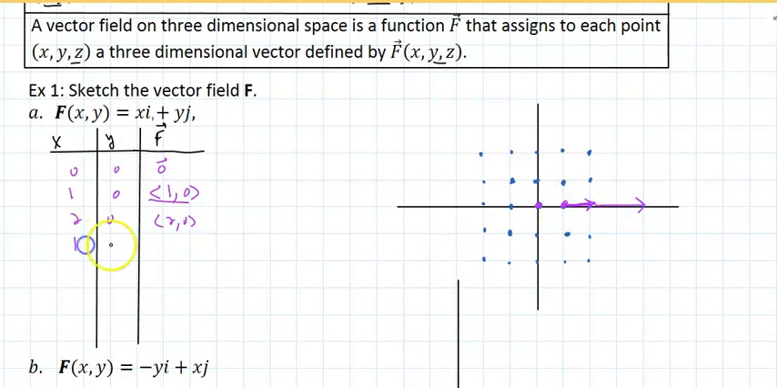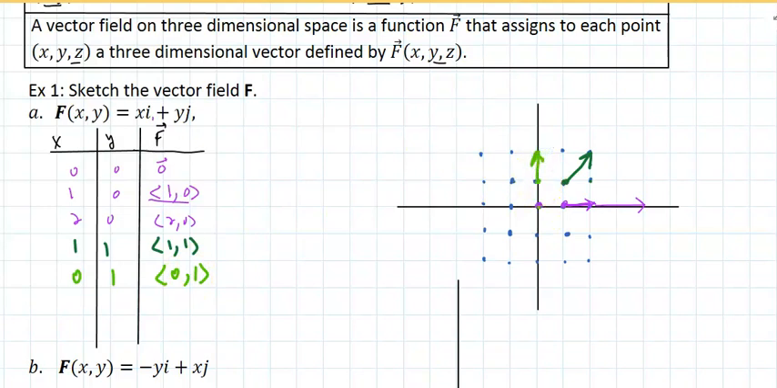Okay, how about (1, 1)? What would happen at (1, 1)? Let me go with the green. At (1, 1), I'm right there, and I'm going to go 1 in the i and 1 in the j. What if I went to (0, 1)? If I go to the point (0, 1), the vector is 1 up.